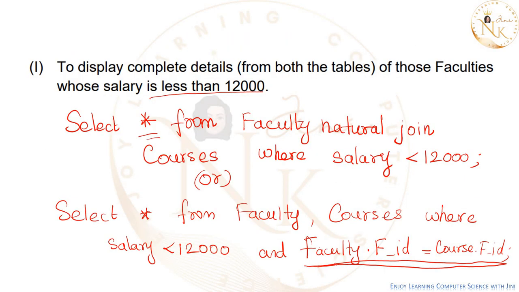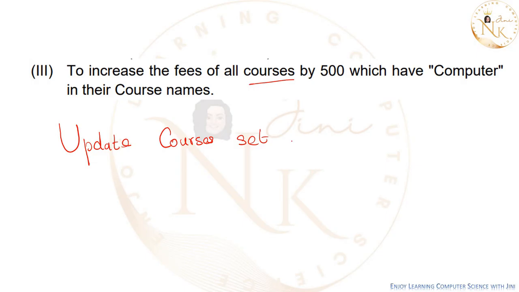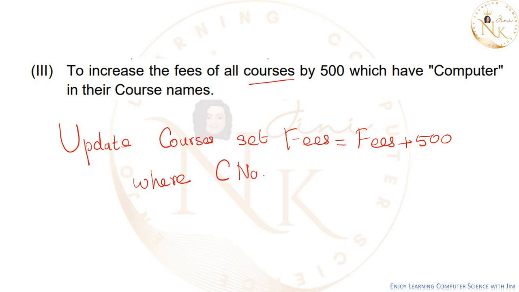Yeah. Set fees is equal to fees plus 500. I'm adding 500 to the fees. So that will be your new fees now. So fees is equal to fees plus 500 where, see, which have computer in their course name. So the course name column is CNAME, where CNAME I'm going to check whether it has computer.